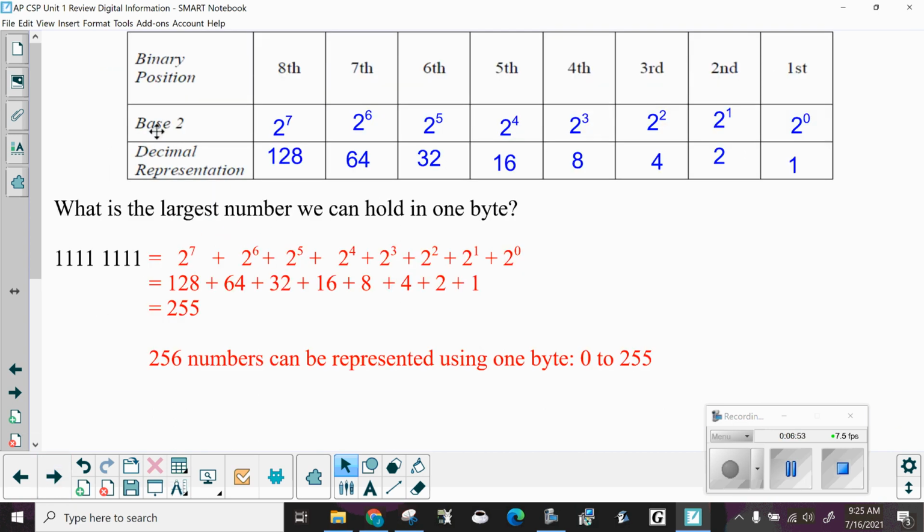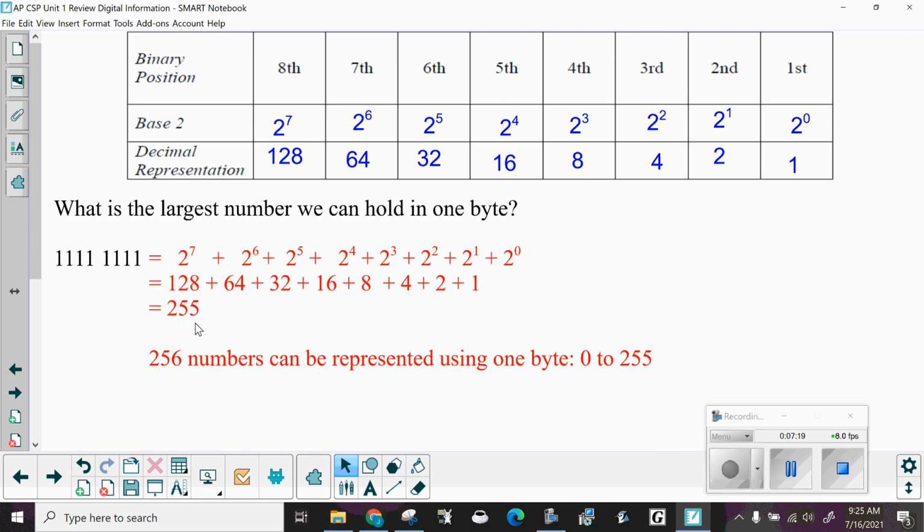Now, here we have the binary positions. Here's the first, second, third, etc. And this is the base with the power. And this is the decimal representation of each value. So if we want to know the largest number we can hold in 1 byte, that would be 8 bits. That would be 8 ones. Well, that means that we would have each one of these values and add them all together and get 255.